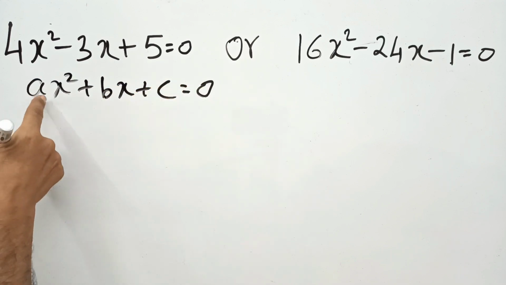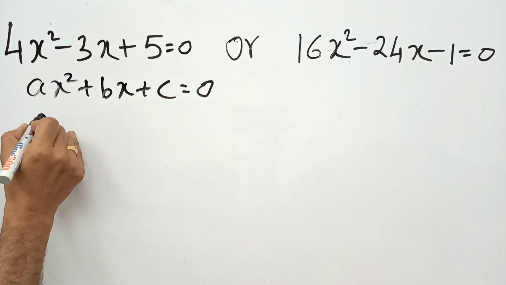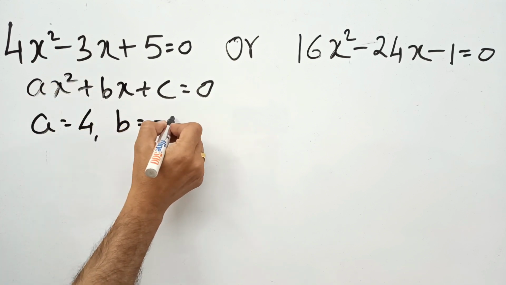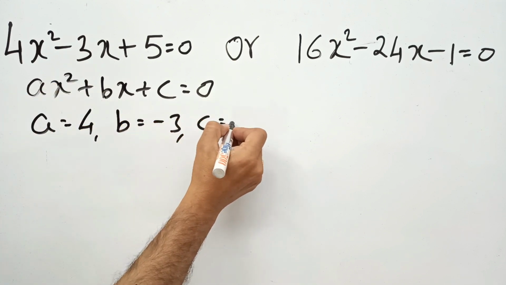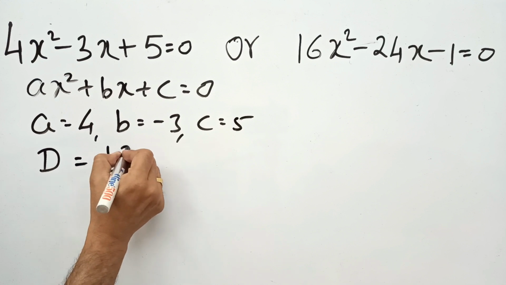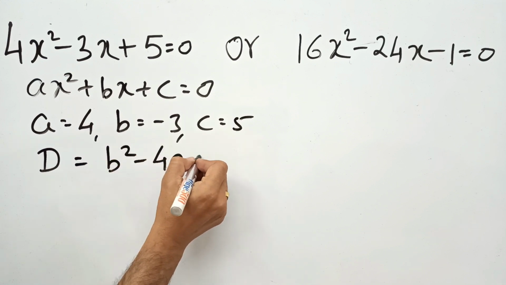This is the general form. Let us compare the coefficients. A is equal to 4, B is equal to -3 and C is equal to 5. Now we will find the discriminant. D for discriminant, the formula is b square minus 4ac.